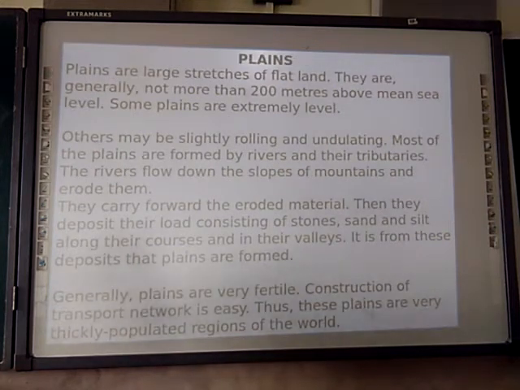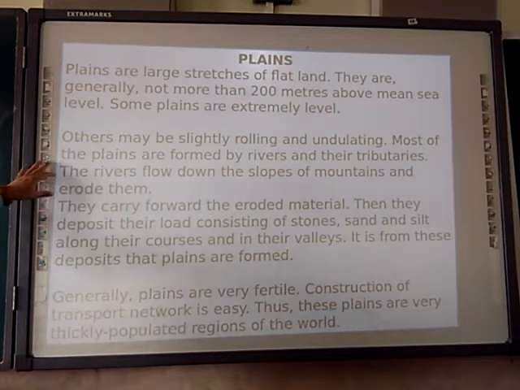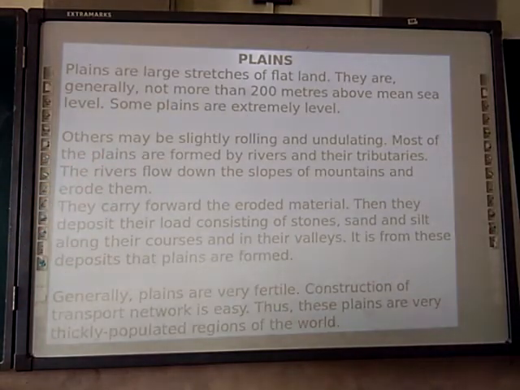Now we are having plains. The plains are a large stretch of flat land. They are generally not more than 200 meters above the sea level. Some places are extremely level, while others may be slightly rolling and undulating. Most of the plains are formed by rivers and their tributaries.